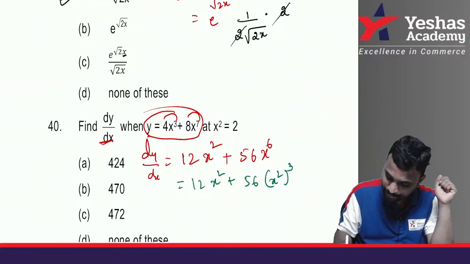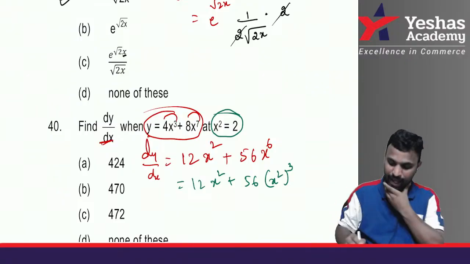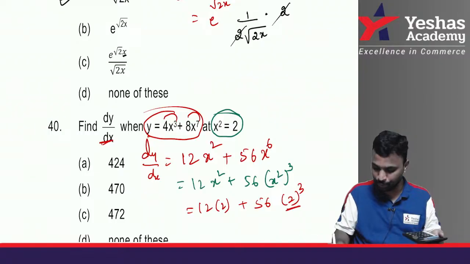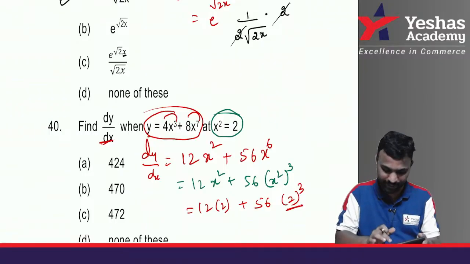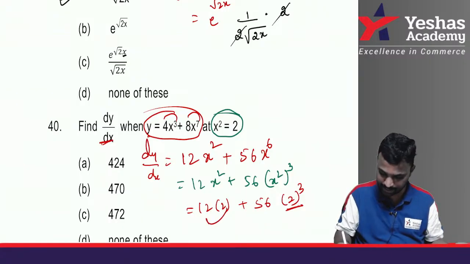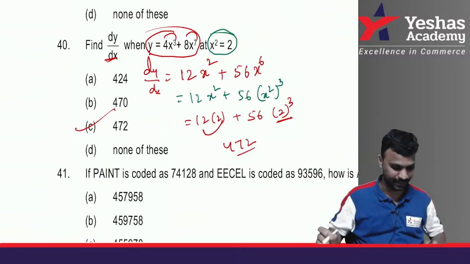Because I'm given the value of x square. It's not x; x square is equal to 2. So 12 into 2 plus 56 into x square, which is 2 power 3. Everybody find 2 power 3, then 56 into 8 plus 12 into 2 plus the constant. The answer is 472. Option C is the right answer.